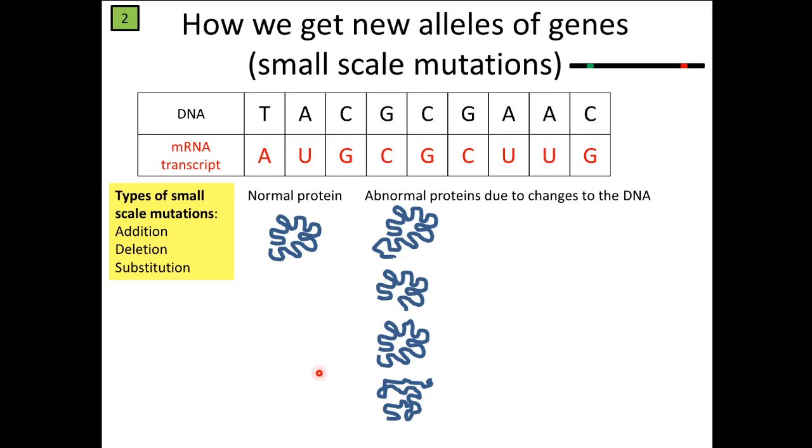Then we've got here the types of small scale mutations. These are the ones that we need to know: addition, deletion, substitution. So this is a normal protein. Look at its shape. This is an abnormal protein due to changes to the DNA, and as you can see, it's got the same start, but then it's longer. How can you get a longer protein? This is where a lot of people don't understand about DNA and mutations and how ribosomes work.